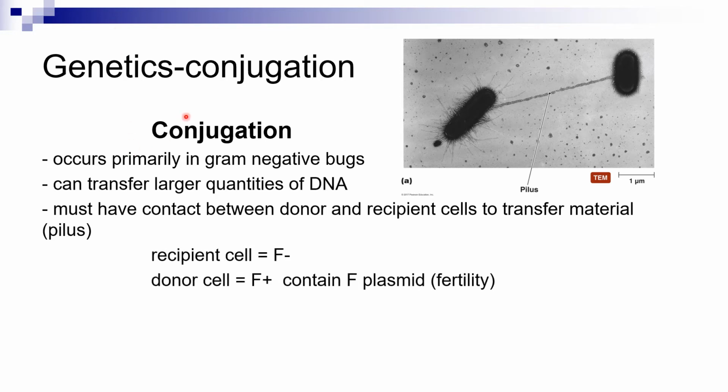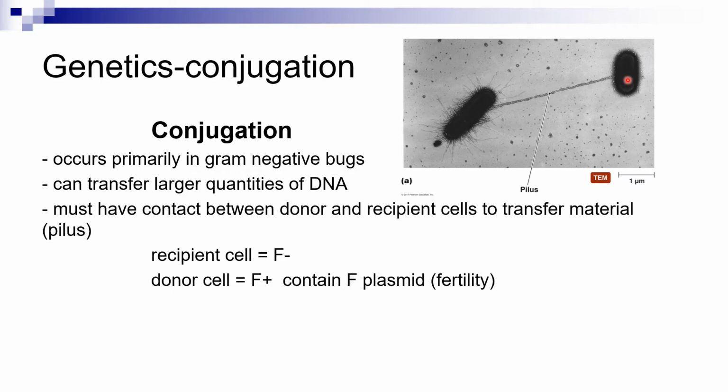So conjugation is something that's going to primarily occur with gram-negative bacteria, and it can account for the transfer of a large quantity of DNA. But in this case, there must be contact between the donor of the DNA and the recipient in order for that transfer to occur.